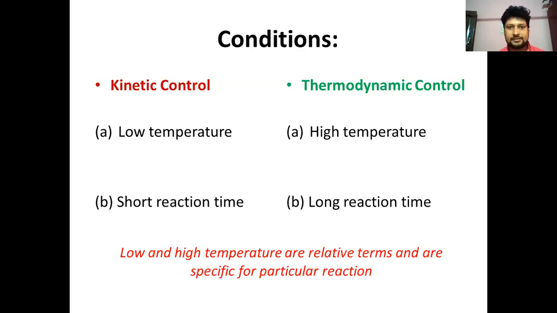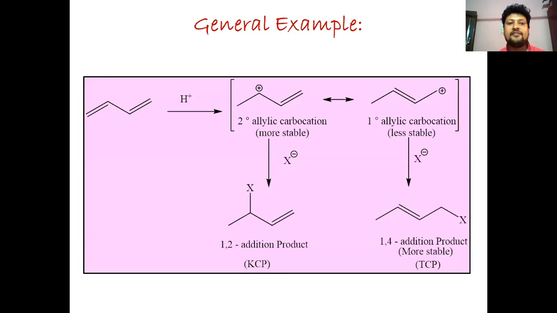Okay. Next, this is the general example where we have added a halogen acid to a diene. Once the reaction is initiated by the addition of the electrophile, a carbocation will be generated. In the first case, we are getting a 2-degree allylic carbocation, which is definitely more stable compared to the other canonical form that we have written, that is equivalent to a 1-degree allylic carbocation, right? That is obviously less stable as shown. Now, these two will individually get attacked by X minus, that is the halide ion, giving respectively the 1,2 product and the 1,4 product.